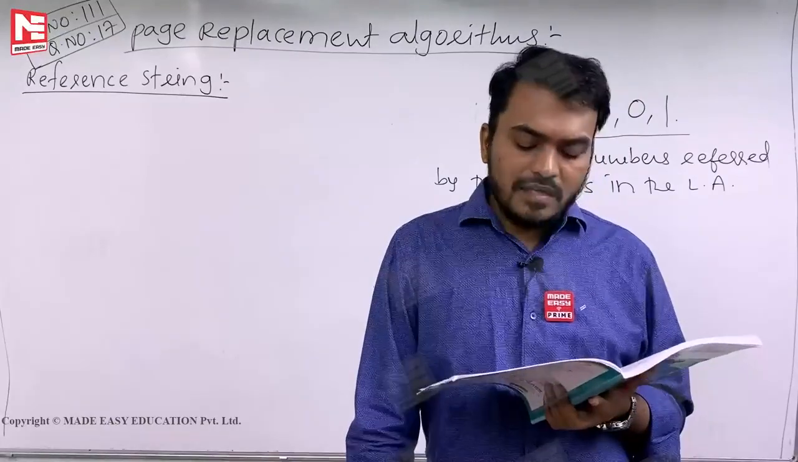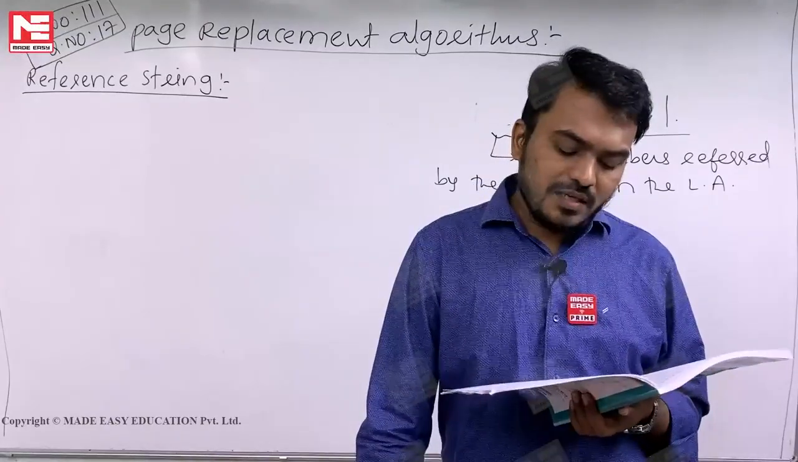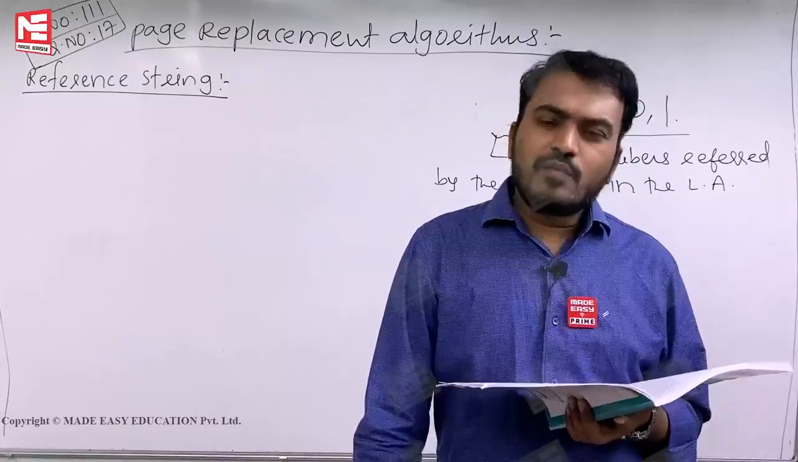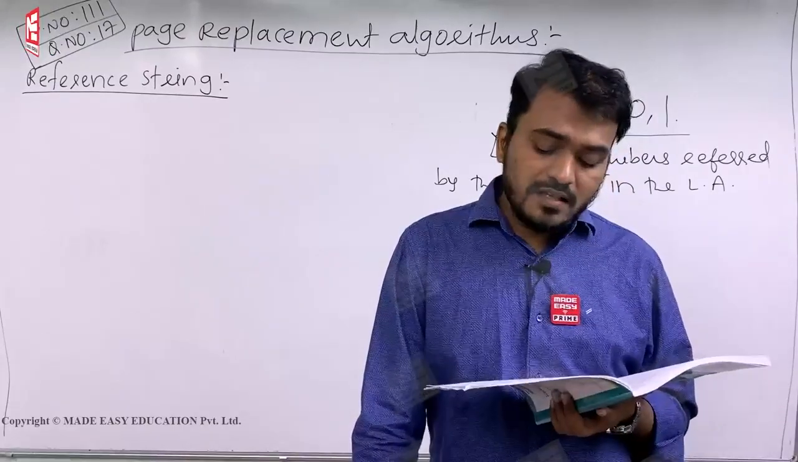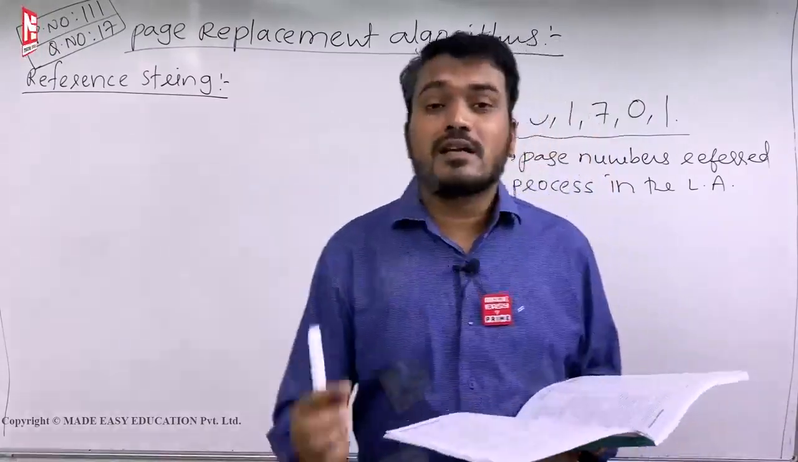And next, addresses are given to you. What is given to you? Addresses. He is asking what is the number of page faults. What is given in the question? Address sequence generated by tracing a particular program. Addresses are given to you.